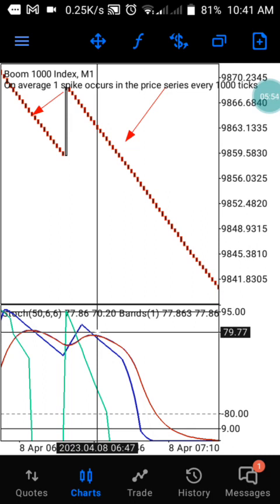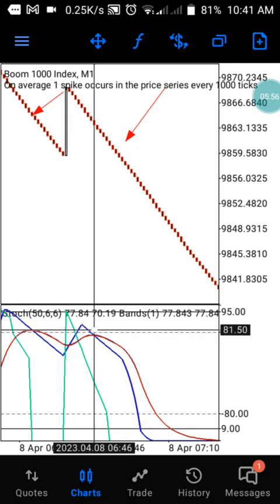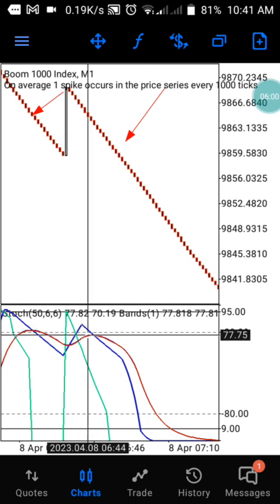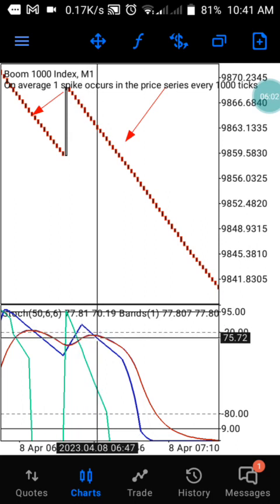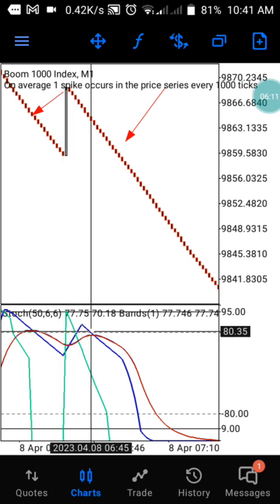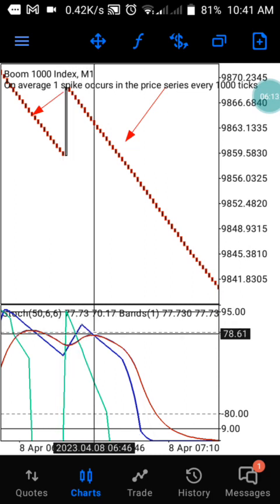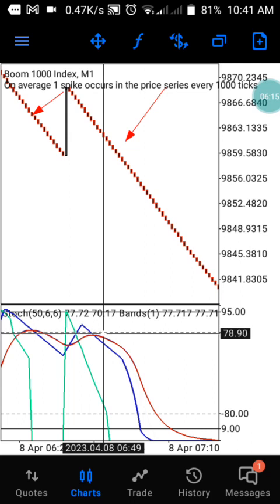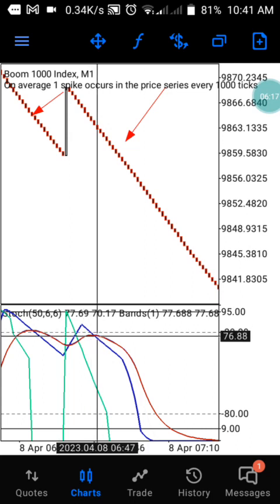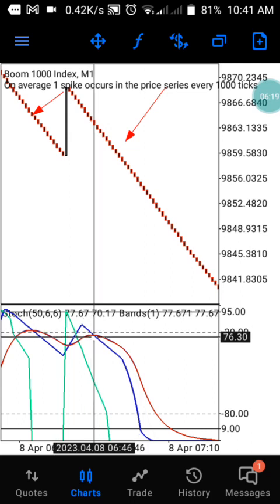So you see, at this particular time, the same thing happened here. When the red line is crossing the blue line at this particular time, it always happens when there is a spike. When there is a spike, you see a spike happen here, and what we see next is that the red line is crossing above the blue line.